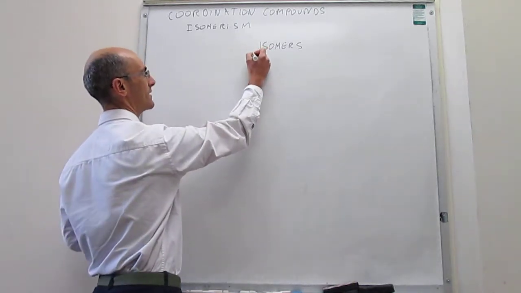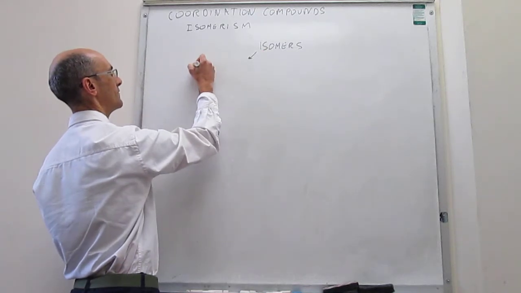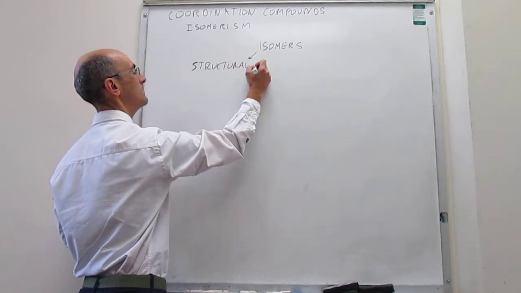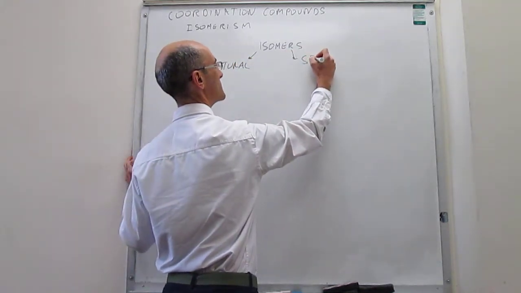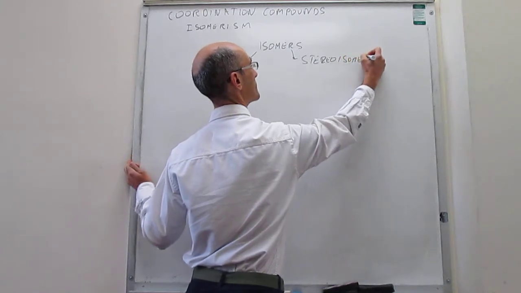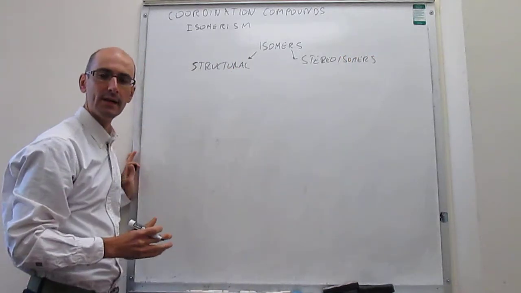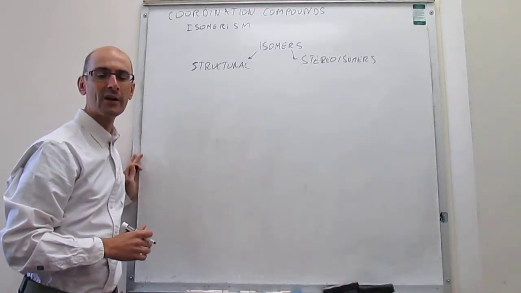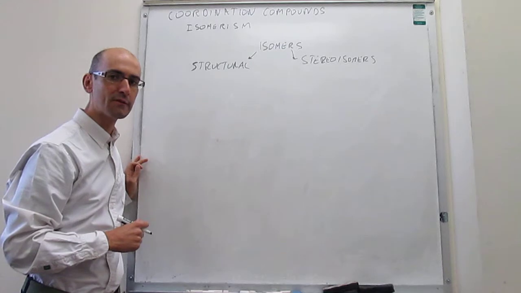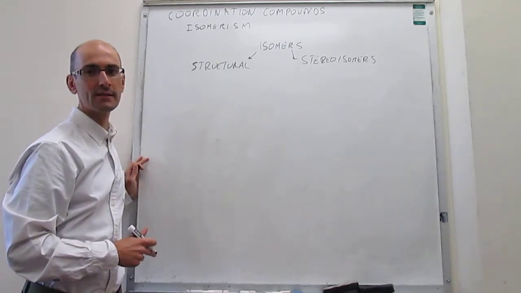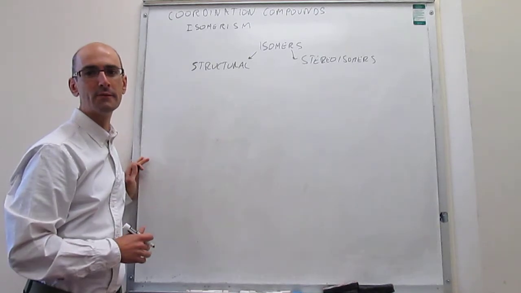Alright, so let's write that down here. You have structural and then stereoisomers. And the difference is fairly simple. Structural isomers are those that are going to have different types of bonds. And the stereoisomers have exactly the same number and type of bonds.